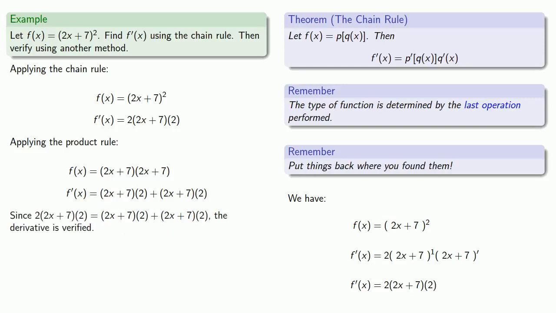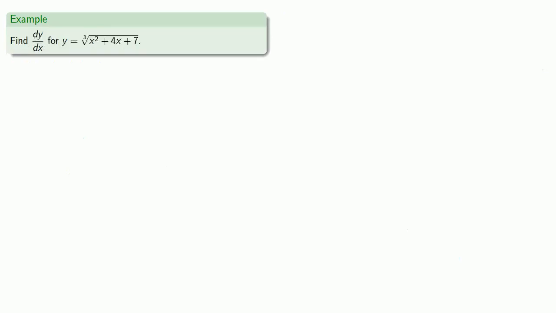And we see that after all the dust settles, the derivative we get from using the chain rule and the derivative we get that we know is correct using the product rule are the same, and so we have some confidence that our use of the chain rule is correct. How about the derivative of something else? So first of all, it'll be convenient to write this in exponential notation.